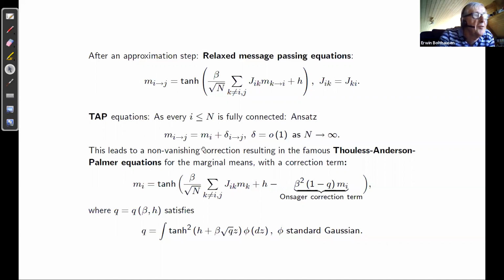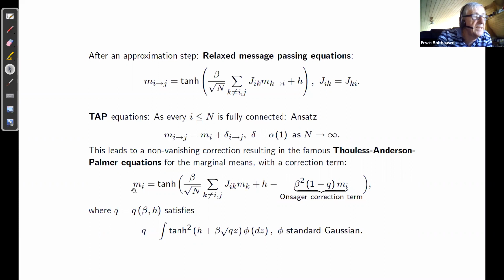So now what you think is that for these m_i's you just can write down the equation where you just leave that out here. But that's not correct, because you're having here a large sum, and then the correction plays a role here. So now it's essentially a back of an envelope computation. You can just plug that in as an ansatz. And what you are finally getting then as equations for the m_i's are these famous Thouless-Anderson-Palmer equations, which in the physical literature are considered to be the equations for the means of the measures here.